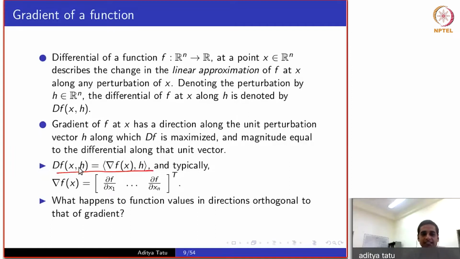The amount of change in the linear approximation of the function f is given by a dot product of the gradient and the perturbation vector. If h is orthogonal to the gradient, this dot product will be 0. So if you go in directions which are orthogonal to that of the gradient, locally, all I'm saying is the linear approximation does not change. It does not mean that the function itself doesn't change. So if you restrict h to be very small, then it's likely that the value of the function will not change at all.